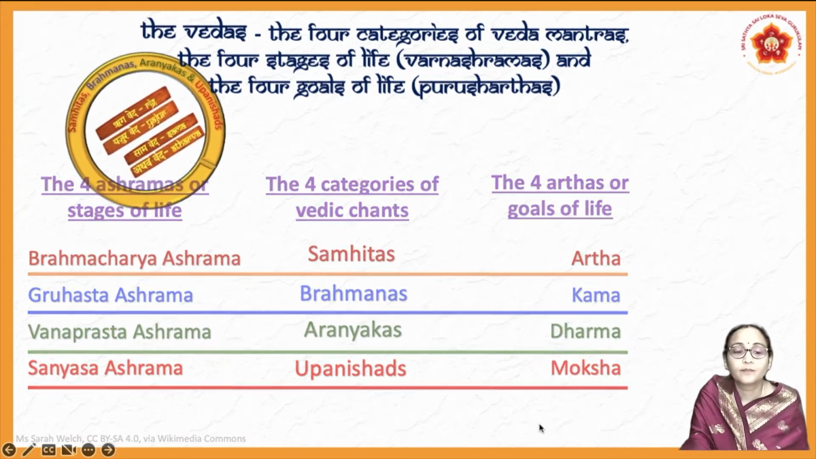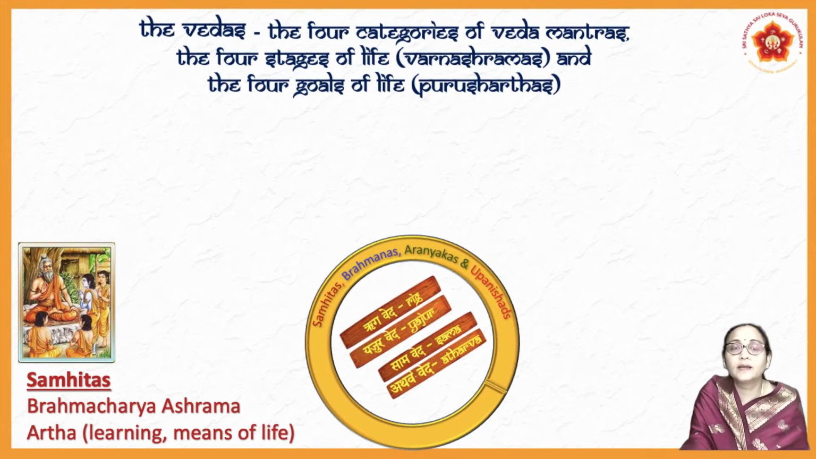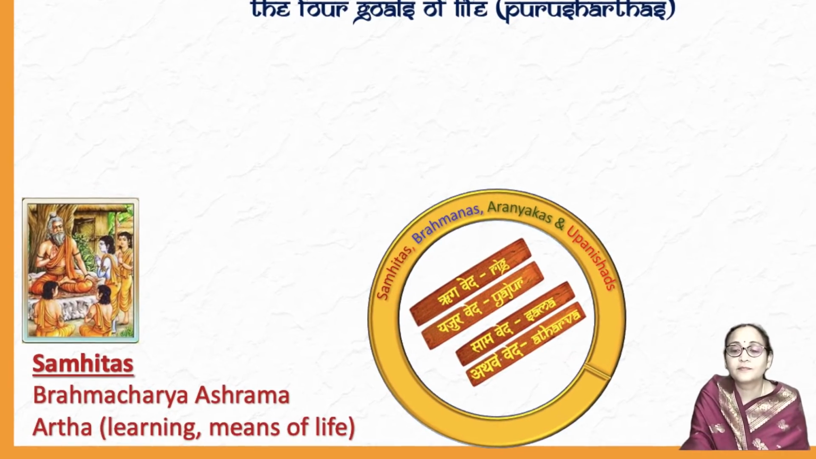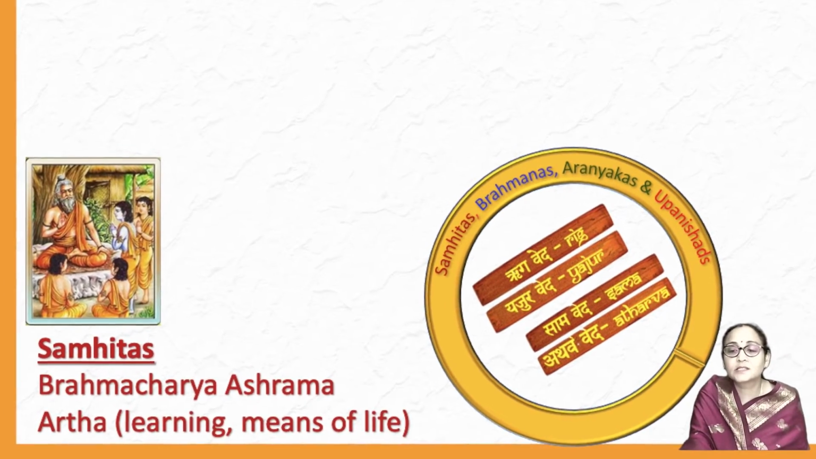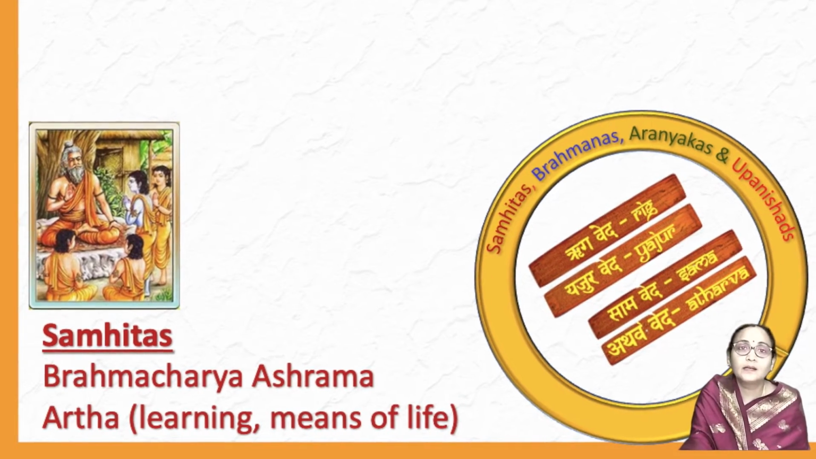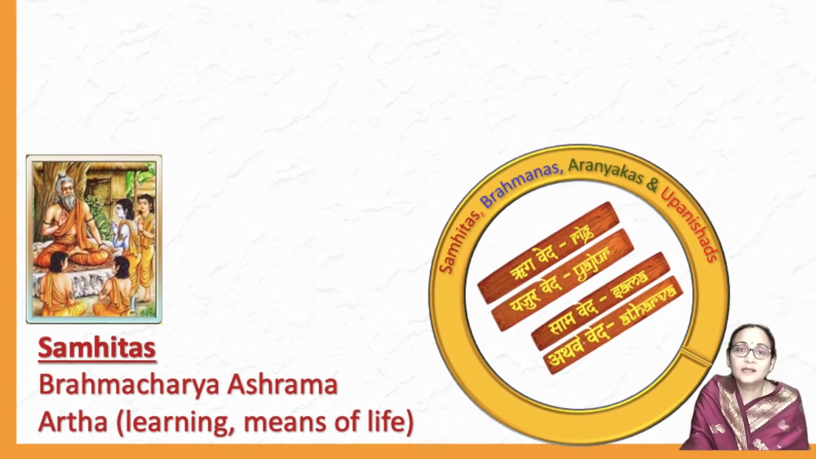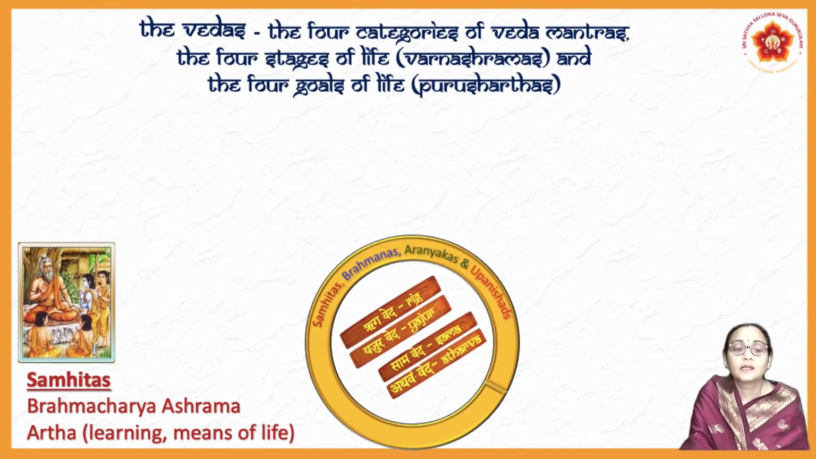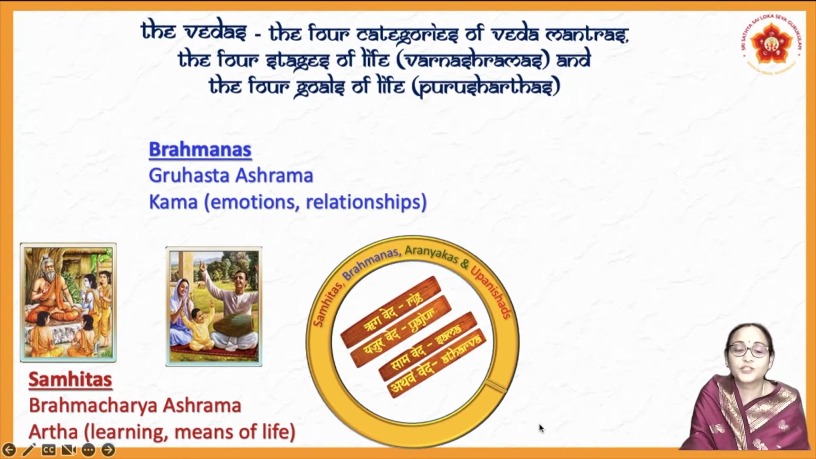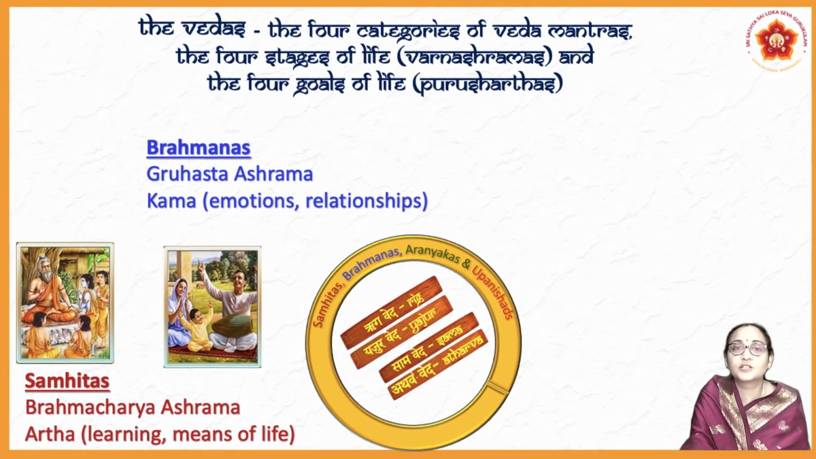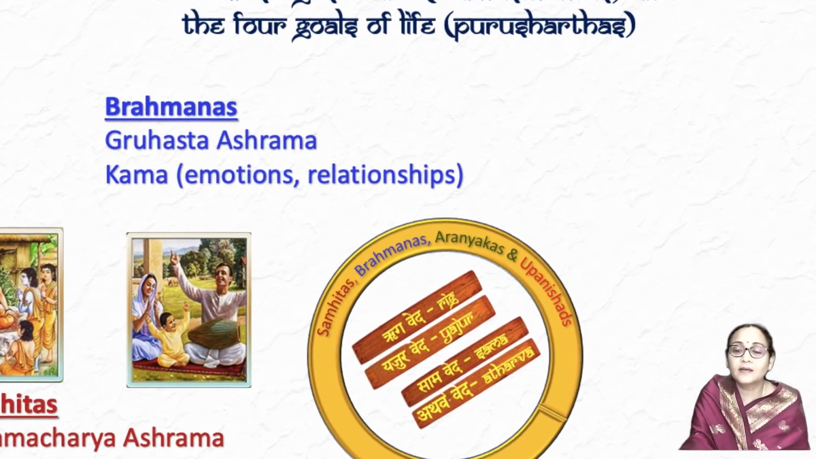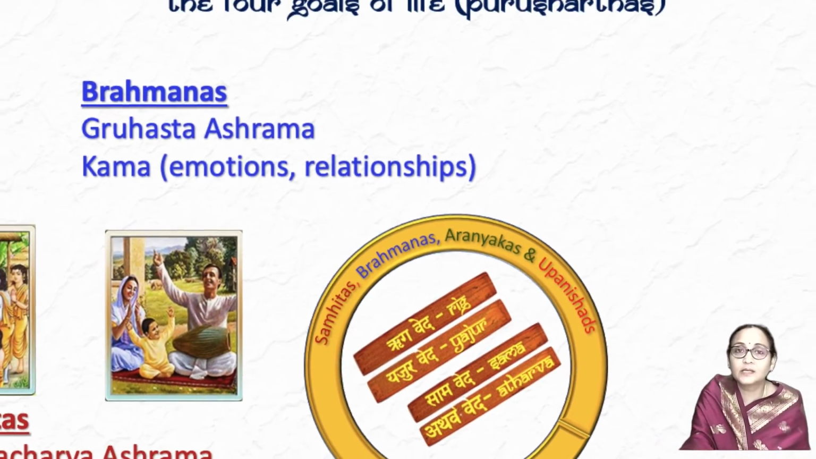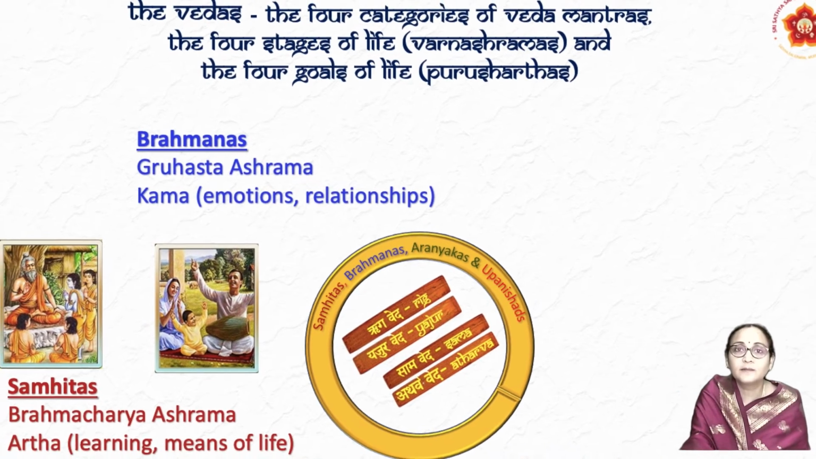Let us see now. The Samhitas could be linked to the Brahmacharya ashrama, and the goal of life in this stage is Artha, meaning studies, learning, livelihood, means of life. The next portion, the Brahmanas, could be linked to the Grihastha ashrama, and the goal of life in this stage is Kama, the emotions, the relationship building, the duty.